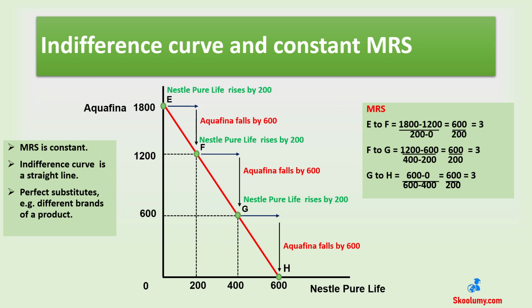This occurs when the products are perfect substitutes, such as different brands of a product. The products are perceived as the same. The consumer is always willing to trade them at the same rate, producing a constant MRS.